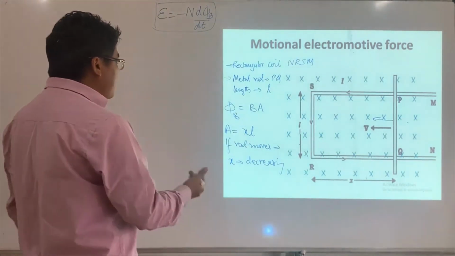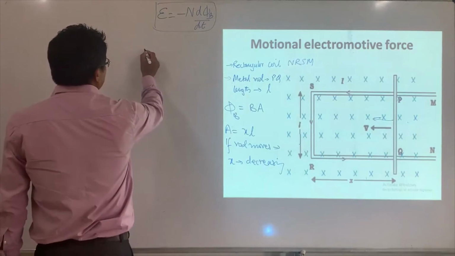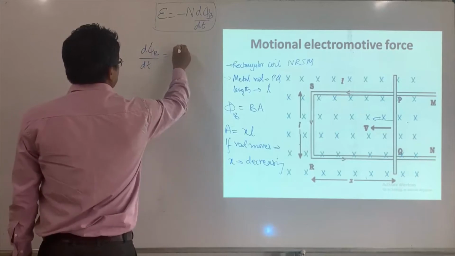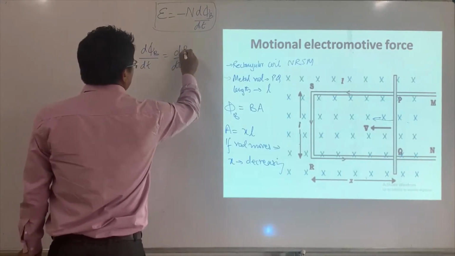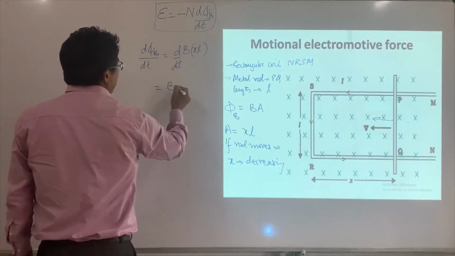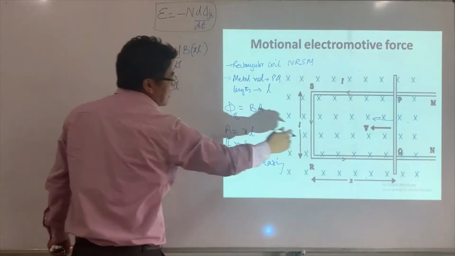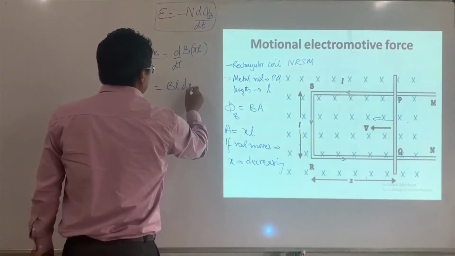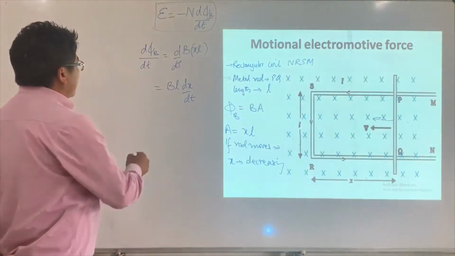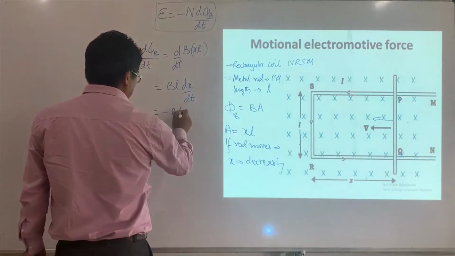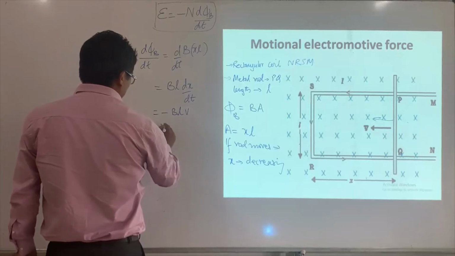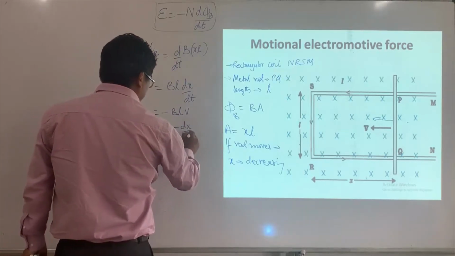So what is the rate of change of magnetic flux? The rate of change of magnetic flux is equal to d(BXL)/dt, so this is equal to B, and L is constant, times dx/dt. X is decreasing, so this has to be a minus v, because v is equal to minus dx/dt.